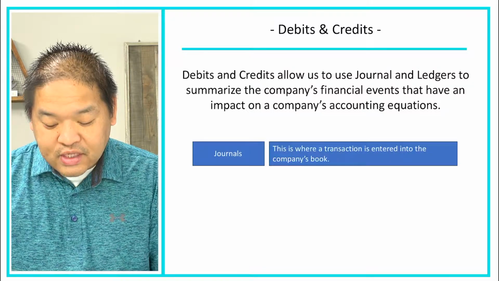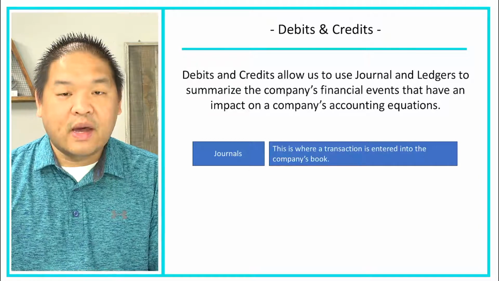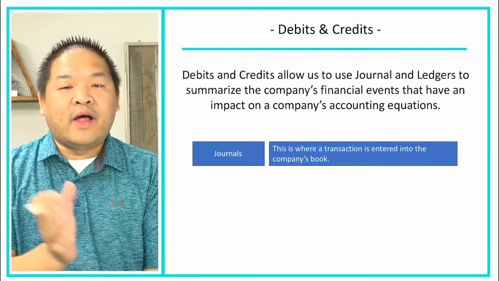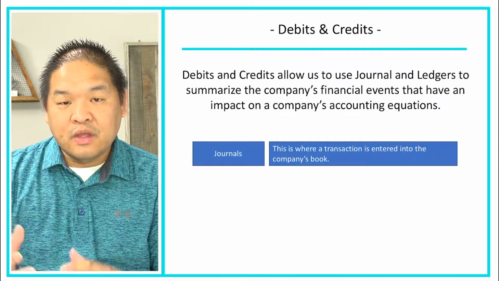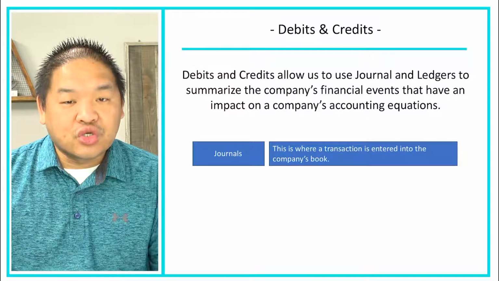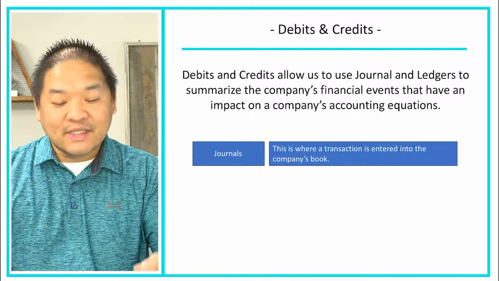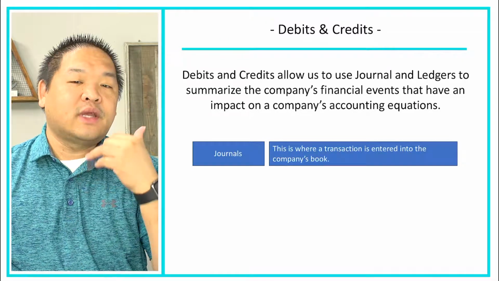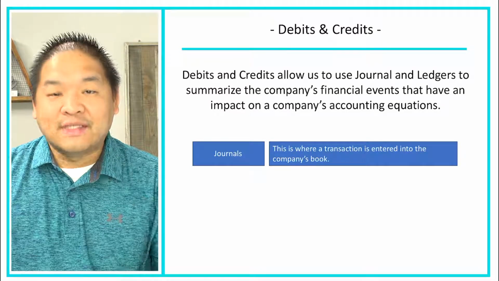Well, journals, this is where the transaction is first entered into the company's books. So when we take the data and we analyze it, and it's time to actually put it into the accounting system, we take that data and we make a general journal entry, a transaction entry into the books, into the journal first. So if we were to look at the journal, that would be the original entry for that transaction.